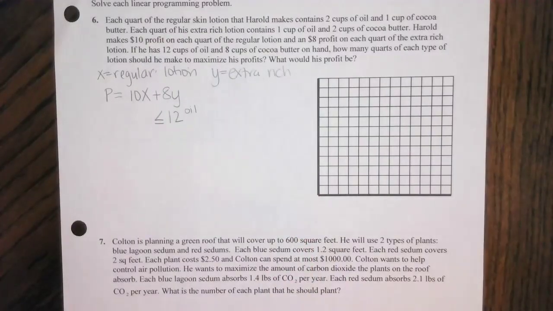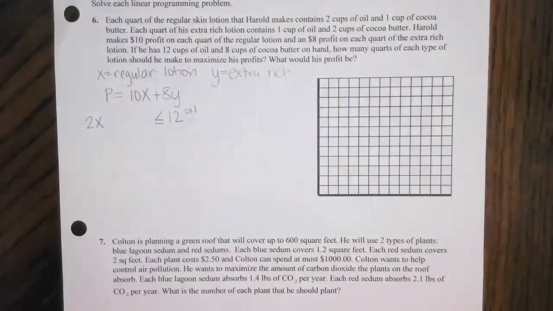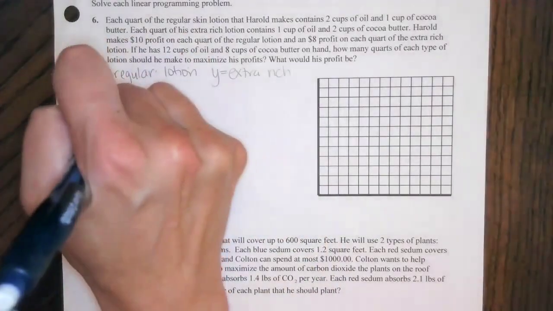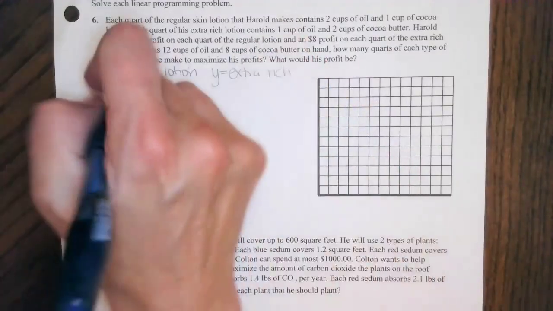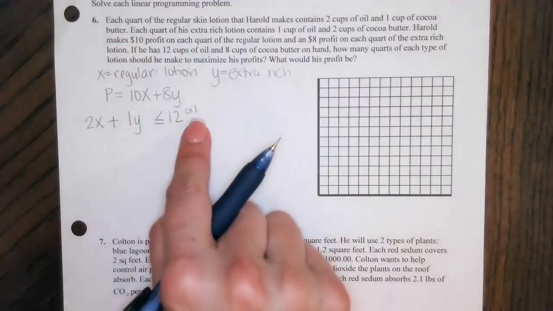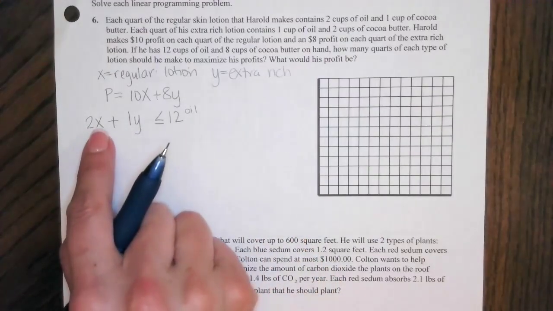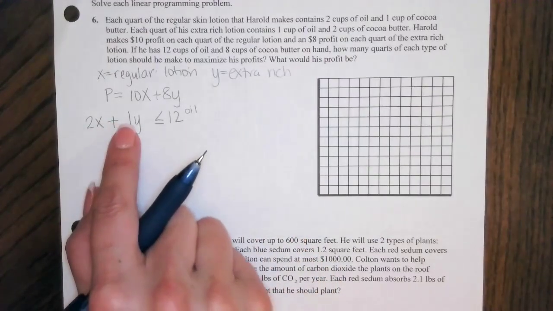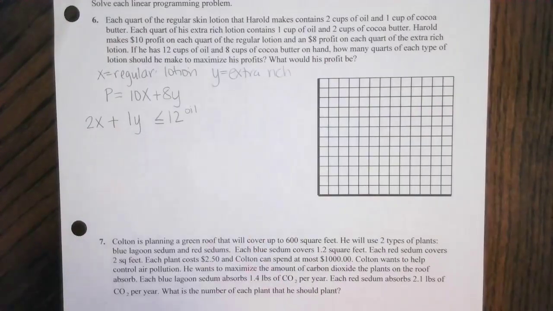Still going back to these same variables each time. So our regular lotion contains 2 cups of oil. So 2 cups of oil times each regular lotion. Our extra rich lotion takes 1 cup of oil. So 1 cup of oil for every extra rich. And you should be able to read it back to yourself, and it should make sense like that. So 2 cups times each regular lotion plus 1 cup times each extra rich has to be less than or equal to 12. That's what it says up there.